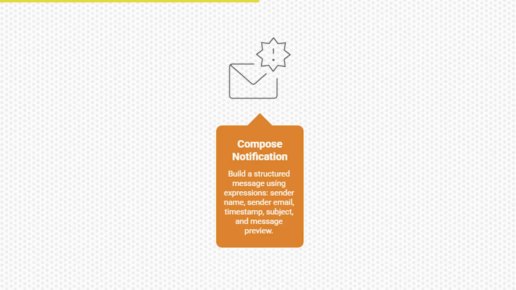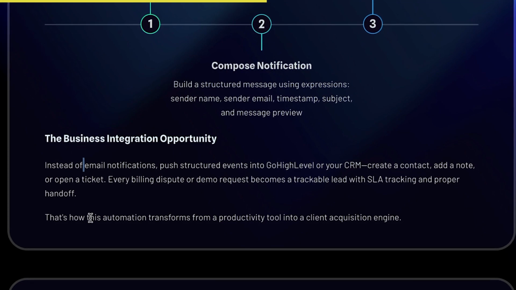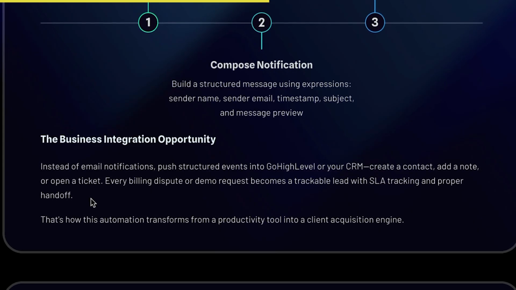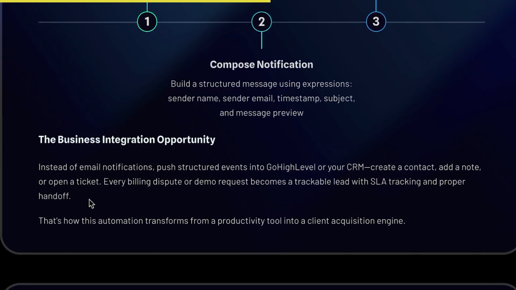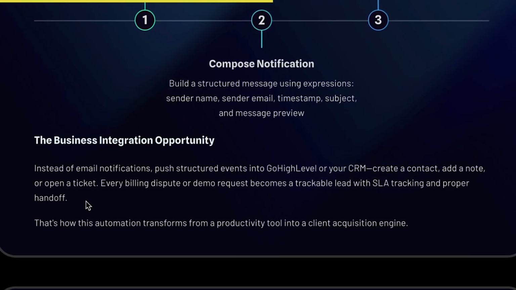There's composing the notification, which builds a structured message using expressions. There's notifying the team, which sends a summary to your billing aliases so the team has who, what, and when in one glance. Right? This is integral because instead of email notifications, you can push structured events into HighLevel, your CRM, to create a contact, add a note, or open a ticket.